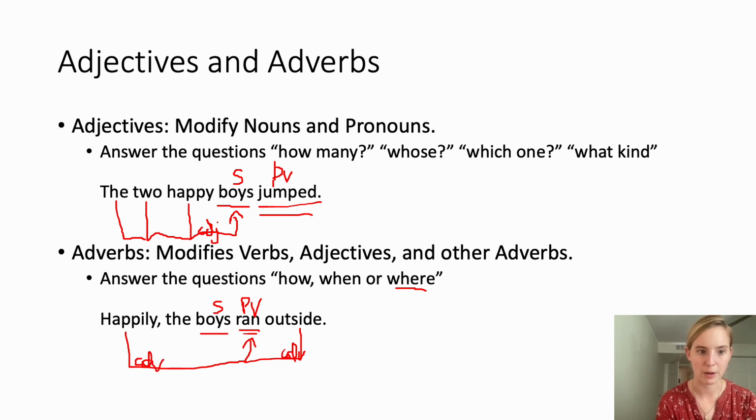And which boys? Okay, well, now we're going back to our adjectives. The boys. Draw my arrow. ADJ for adjective.